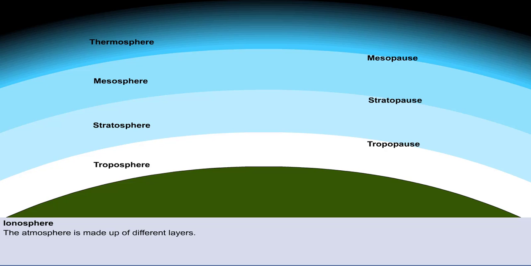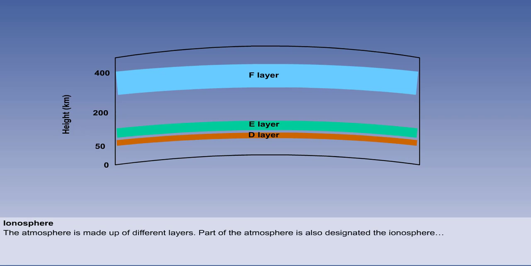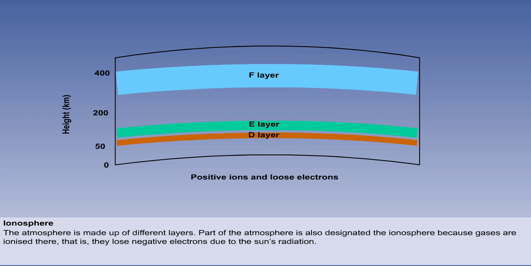Let's move on then to ionospheric propagation, and we'll start with a look at what the ionosphere is made of. The Earth's atmosphere is made up of different layers containing progressively fewer atoms of gases with height above the Earth. From a height of about 50 kilometers up to 400 kilometers, the atmosphere is also designated as the ionosphere, because ionization takes place there. It is divided into three layers, D, E, and F.